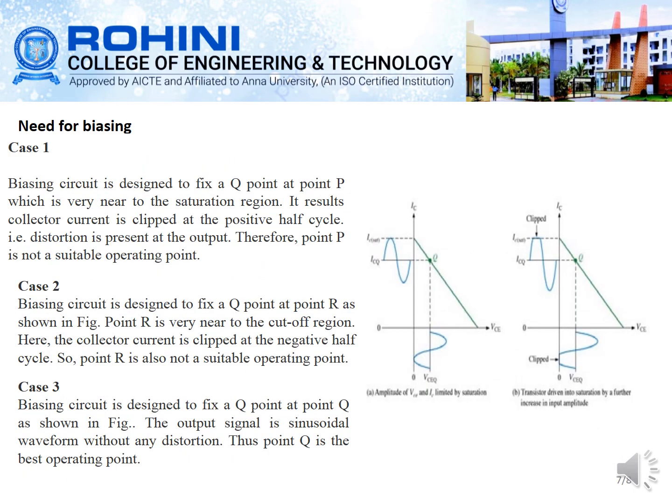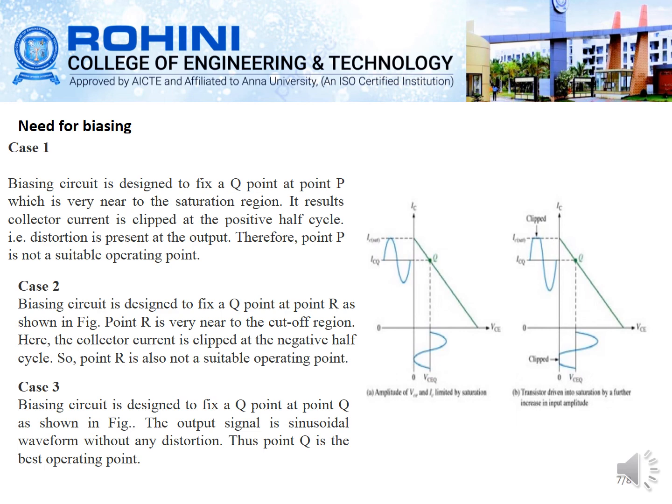In case 1, case 2 and case 3: if the Q point is placed at a point P, which is near the saturation region, then there will be a clip-off of the positive half, so the distortion will be present in the output and it is not suitable as an operating point. In case 2, if the biasing point, that is the Q point, is placed near the point R, near the cutoff region, there will be a negative clip-off, which is also not suitable as an operating point.